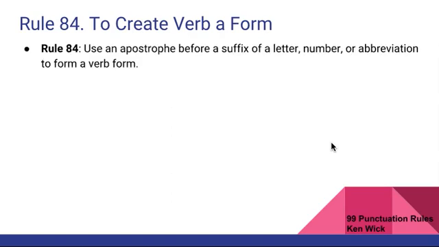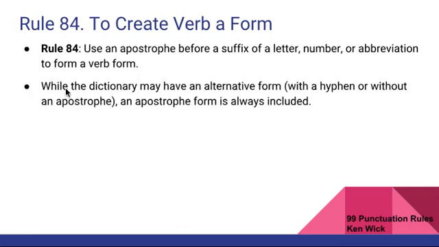To create a verb form, use an apostrophe before a suffix of a letter, number, or abbreviation to form a verb form. Wow, what does that mean? We'll get to examples. While the dictionary may have an alternative form with a hyphen or without an apostrophe, the apostrophe form is always included. And I'm talking about Merriam-Webster's dictionary. So for all these types of examples, we'll see that they have alternative forms, but they always have this form of an apostrophe.